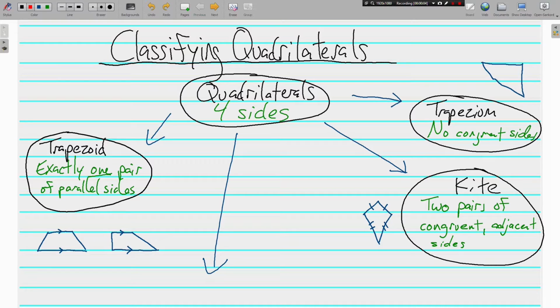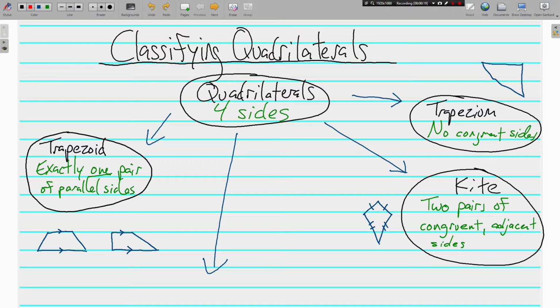Tipton, and today we are classifying quadrilaterals. Quad means four. Quadrilaterals are four-sided figures. Quadrilaterals are going to branch off into four different groups, four different types of quadrilaterals.